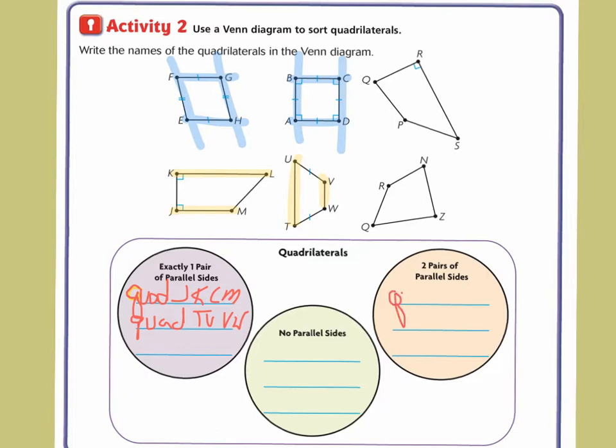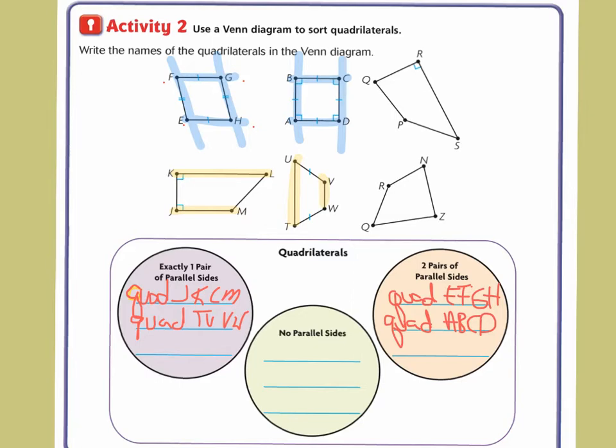So we're going to say quad E, F, G, and H. So this one right here, E, F, G, H. And then also quadrilateral A, B, C, D would also have 2 pairs of parallel lines. And I believe the other 2, I'm turning my page a little bit, or in your case, your book. The other 2 appear not to have any pairs of parallel lines.